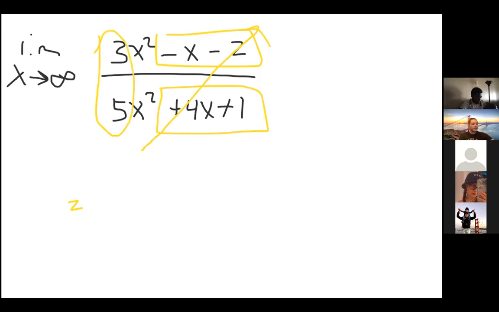Now these x squareds cancel out. x squared divided by x squared is 1. We're left with 3/5. So that's the first example I want to give you.